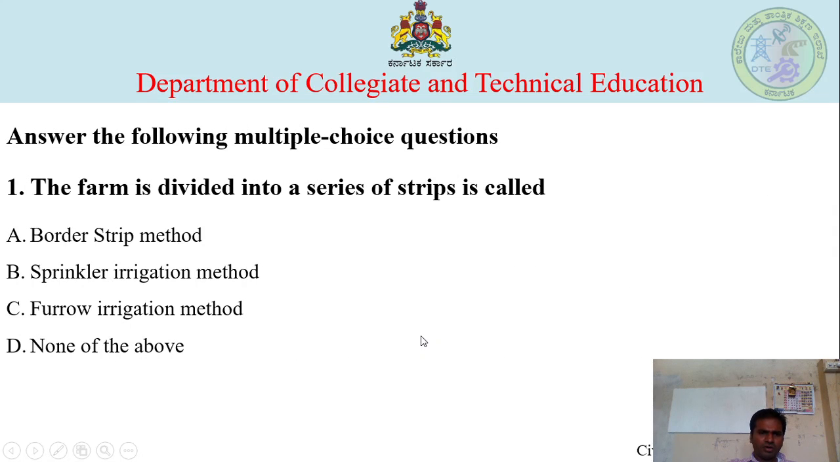Next one is the multiple choice questions. You must answer. First question: the farm land or farm is divided into a series of strips is called? Option A border strip method, option B sprinkler irrigation method, option C furrow irrigation method, option D none of the above. Answer is A, border strip method.